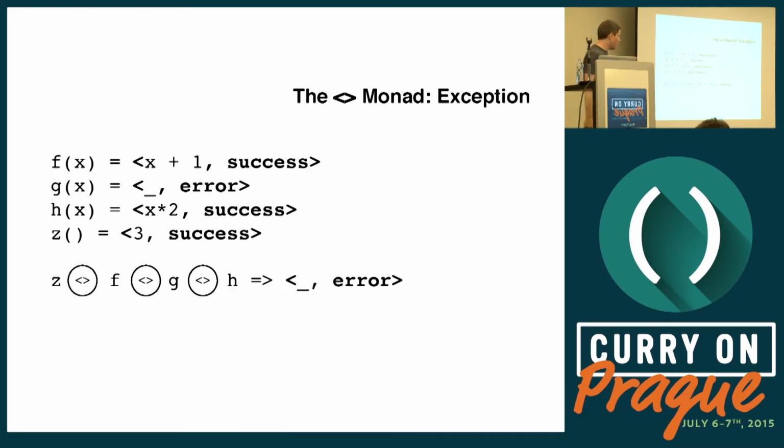So how does this work? Suppose these are our monadic functions, and we chain them together. So Z would return 3 success, which means that we take the 3, pass it into F. F returns 4 success. We take the 4, pass that into G, and G returns error. At which point, the composition rule is not going to evaluate anything. It's not going to evaluate H in this case and just return error. Okay, so it works just like exceptions.